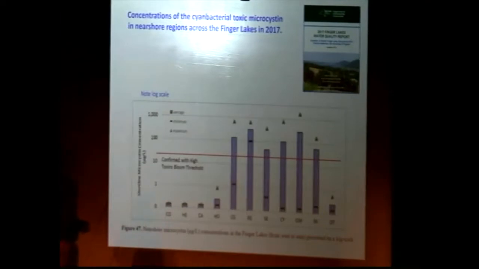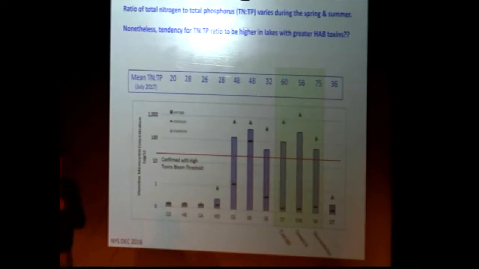So let's look at some data, and this is out of the latest DEC Finger Lakes report. We're looking across the Finger Lakes from the west to the east. So here's Owasco, Skaneateles, 2017 data. This is a log scale, so 10 times more toxin here than there, 100 times more here than there. These are really high levels of toxin across these lakes. We're not seeing a lot of toxin in these other lakes. And it may be related to the amount of nitrogen in the lake.